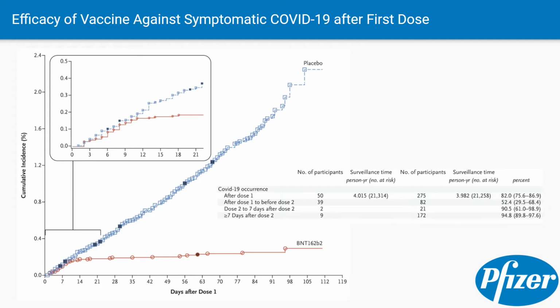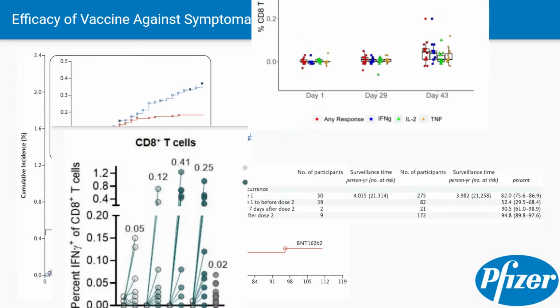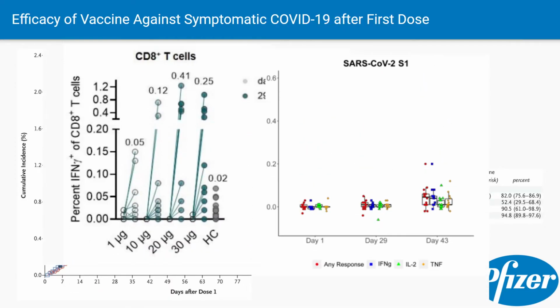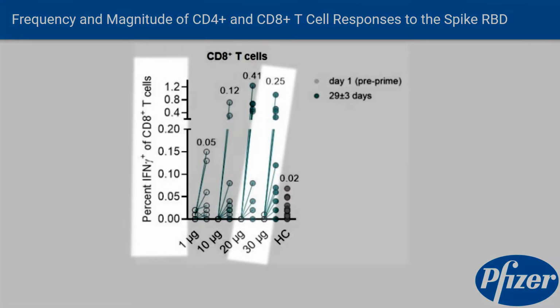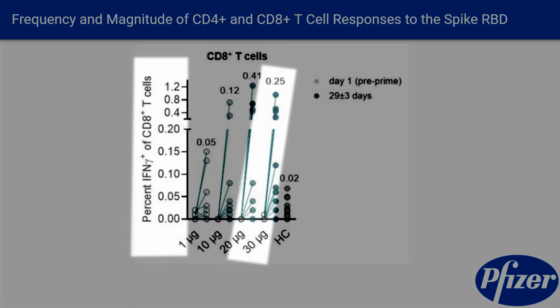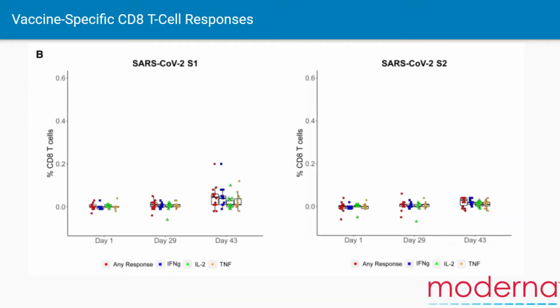I wanted to focus on the T-cell responses from both these vaccines. Both vaccines had a comparable CD4 T-cell response, but the main differences are in the CD8 responses. Here they're measuring interferon gamma activity among CD8 T cells as a percentage. A higher level indicates a stronger CD8 T cell response. At the 30 microgram dose, which is what Pfizer is going with, we can see that the value is around 0.25, but in Moderna's vaccine, there was a much lower CD8 response.